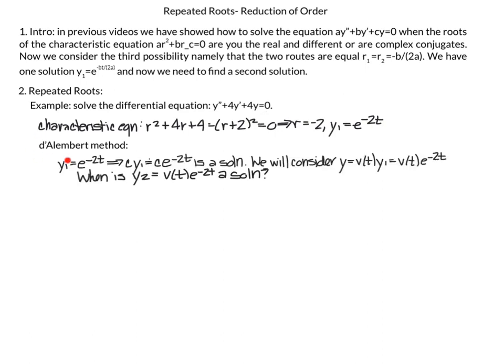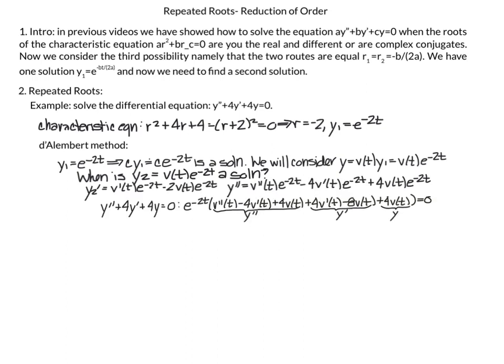And we're going to use a technique, the D'Alembert method. And what that says is, well, if y1 is equal to e to the minus 2t, then we know any constant multiple of our first solution is also a solution. So the idea is, well, what if we consider y equals then a function of t times y1? In other words, v of t e to the minus 2t. Is there a time where we can say that this v of t e to the minus 2t is also a solution of the equation? So actually that was a question. So the problem becomes, when is this a solution to this differential equation that we were given?